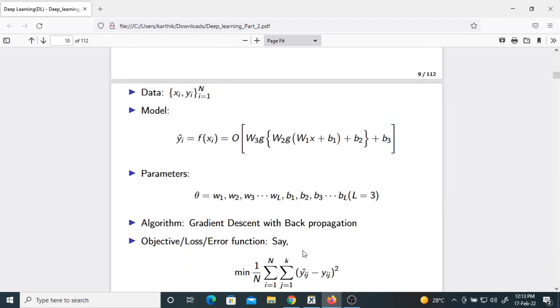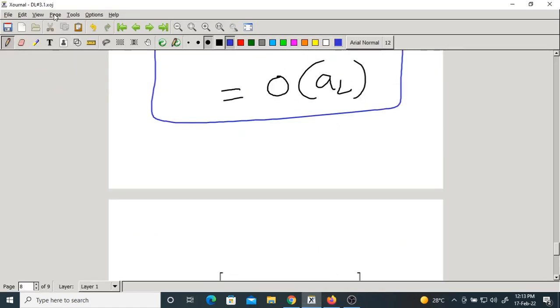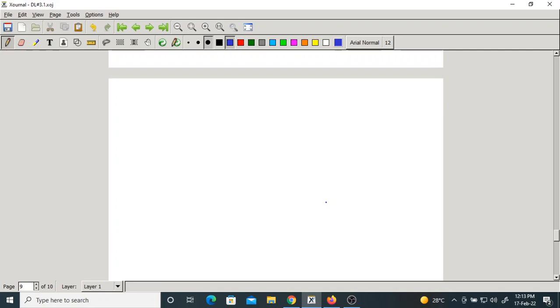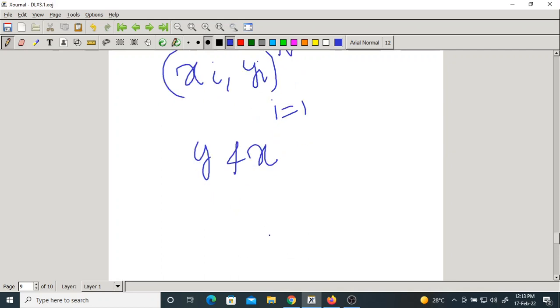Now let us go to our model. First we get data, right? As I told you already, this is very, very important. We get some data, they give you input and some output, i equal to 1 to n. Obviously, I told you there is a true relation between y and x, which we don't know.